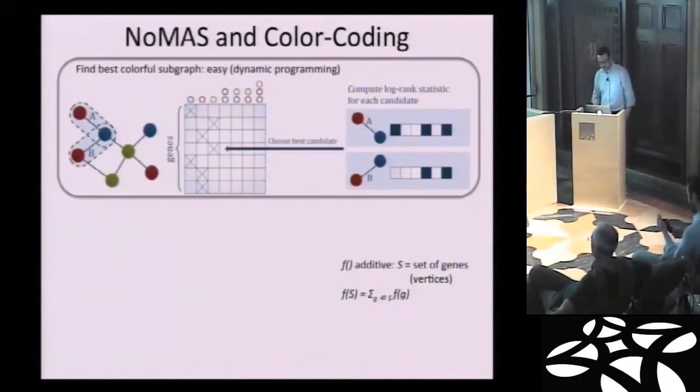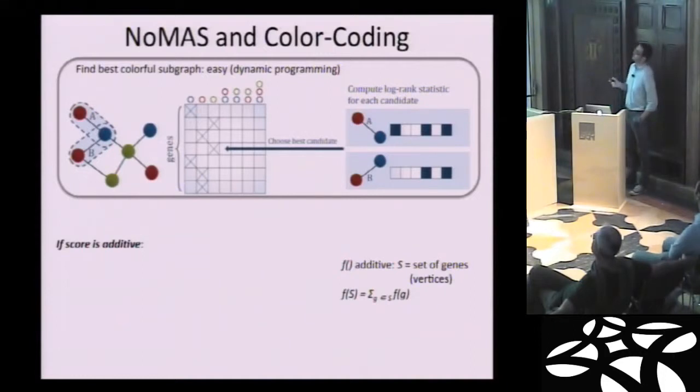But the main point is that when we look at color coding for our problem, for the problem that NOMAS is trying to solve, we are relying on the fact that the best colorful subgraph can be identified easily once we have colored the graph. And so if we look at this a bit more in detail, we see that this is true when the score is additive. So what do I mean that it is additive? I mean that the score or the function that defines the weight for the subgraph when I'm computing the score for a set of genes is equal to the sum of the scores for the genes.